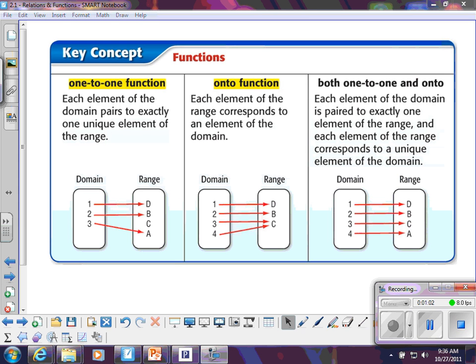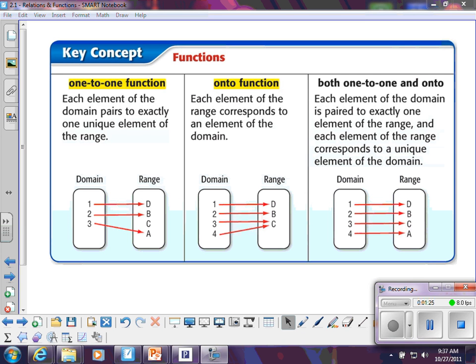All right, so one-to-one function, each element of the domain. What do you think the domain is, x or y? X, good. So each element of the domain pairs to exactly one unique element of the range. So x goes with y, right? But I can't have two different x's going to the same y. That's what it's saying. Each of them goes to a unique y.